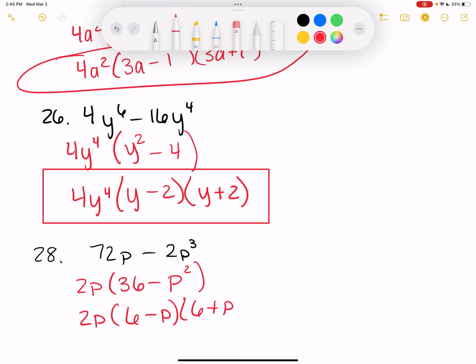Bro, why is that? Oh no. That is like cool. Yeah. Same base.